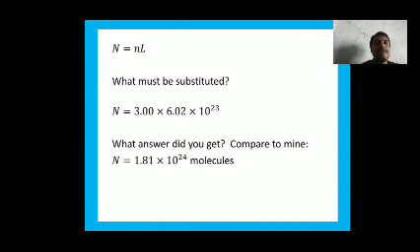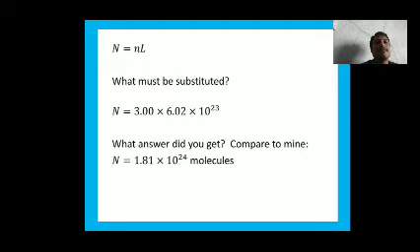The number of particles N is equal to the number of moles times the Avogadro number. What must be substituted? Therefore, the number of particles is equal to the number of moles, 3.00, times 6.02 × 10^23.